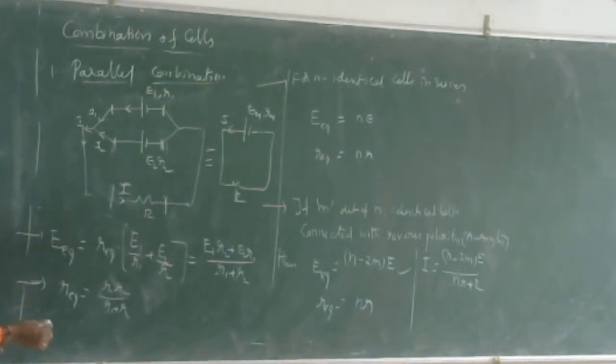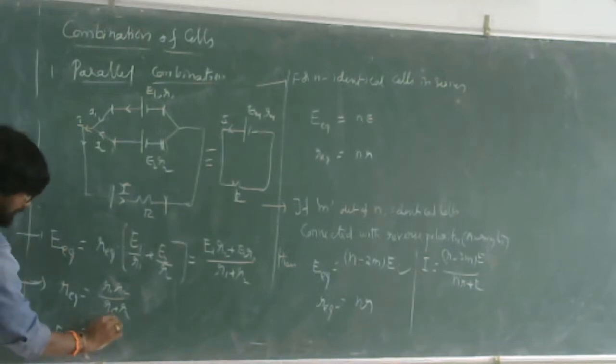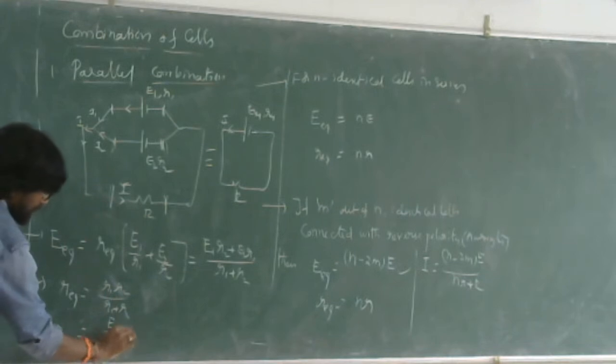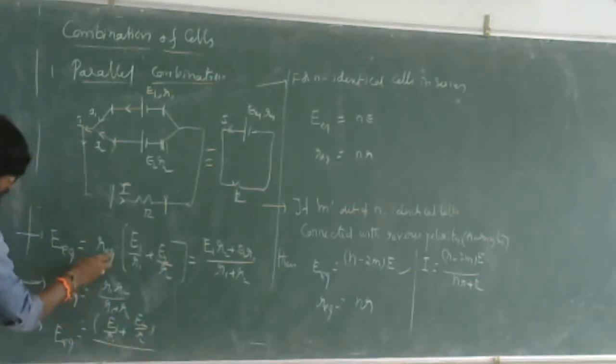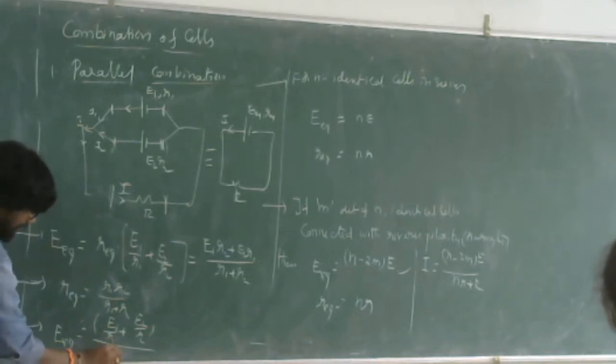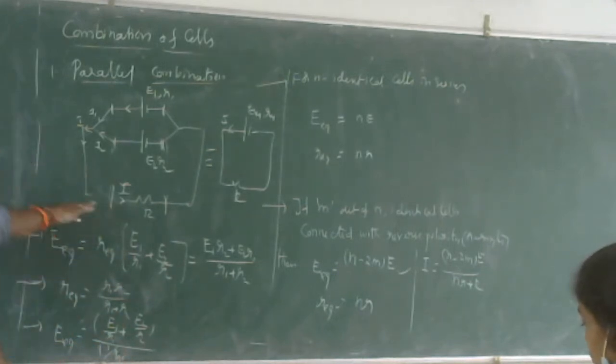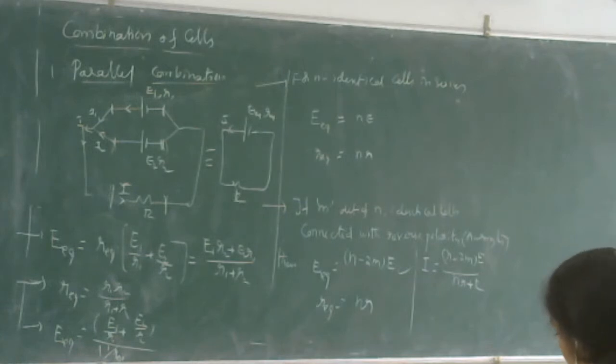You can also express this as E equivalent is equal to E1 by R1 plus E2 by R2 whole divided by, this can be expressed as 1 by R equivalent. So R equivalent goes to the numerator and it multiplies. Alright? That we also can express. So remember this way of representing.